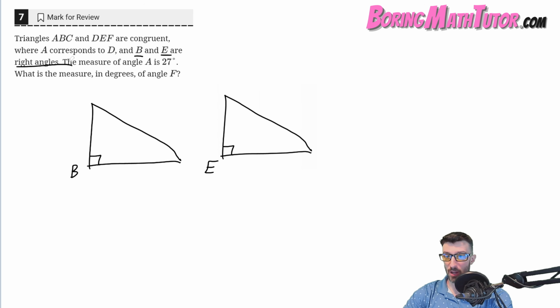And number 7, I already did a little bit of what they said over here. They said that we got 2 triangles that are congruent, and they said B and E are right angles. Then they told us that A is 27 degrees. So I can put A over here, say it's 27 degrees. And remember, it's supposed to be ABC. So now I can finally fill out ABC, and the other one's DEF.